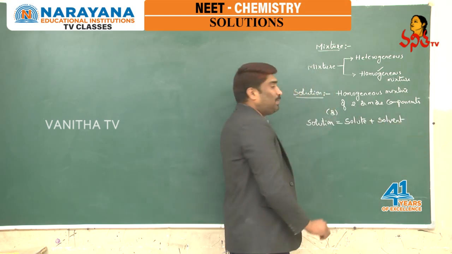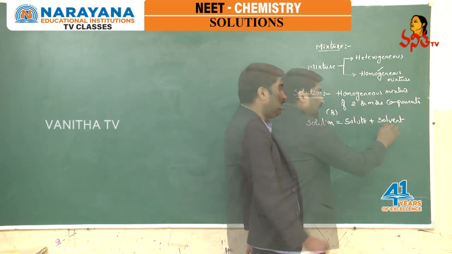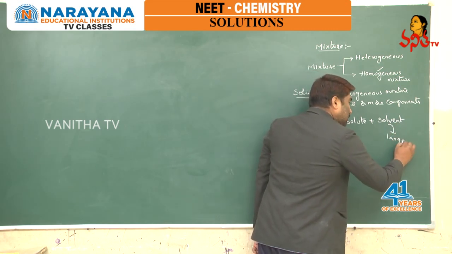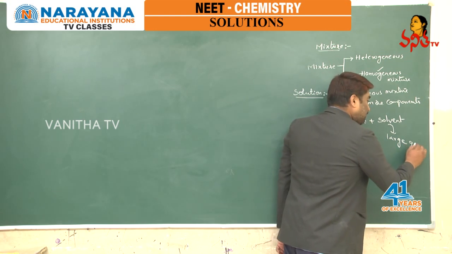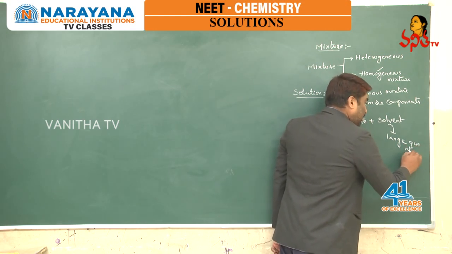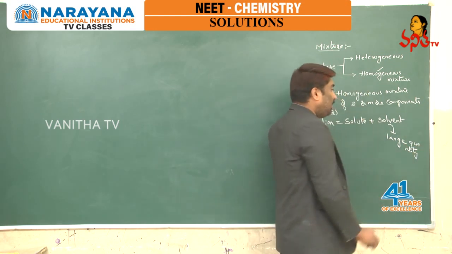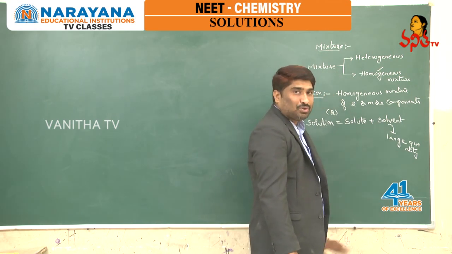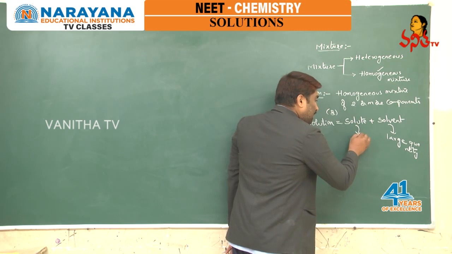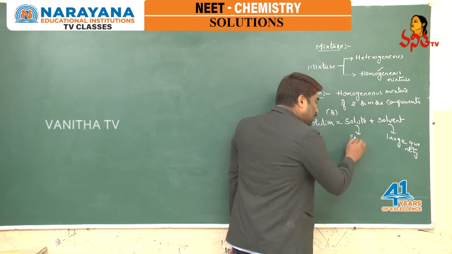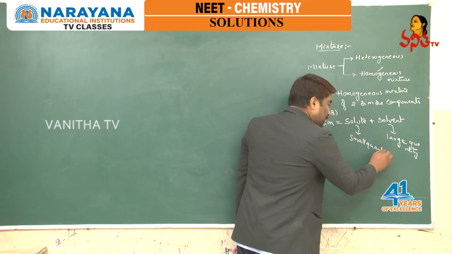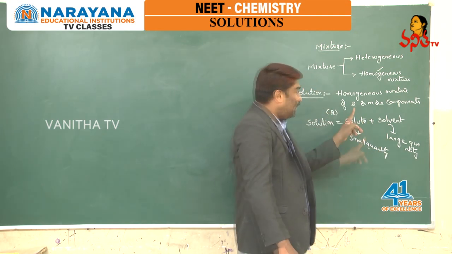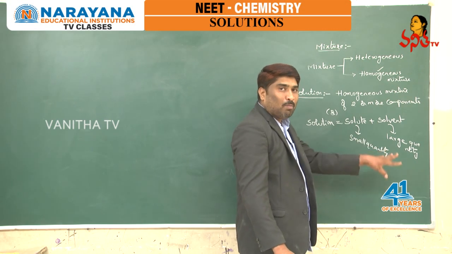Then what is the difference between solute and solvent? A substance which is present in large quantity is called the solvent, and this solvent decides the physical state of the solution. Coming to the solute, a substance which is present in small quantity is called the solute. A solution may have one or more solutes.